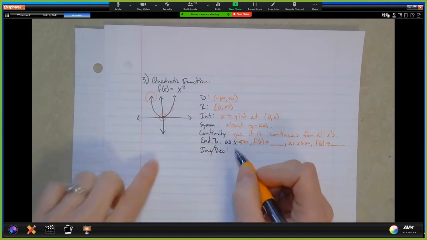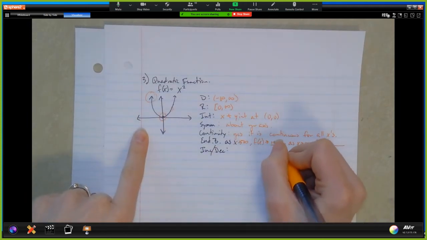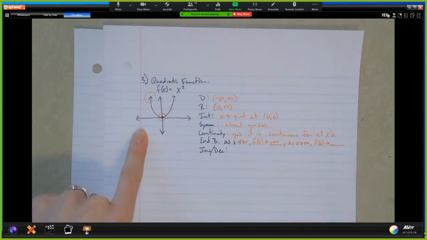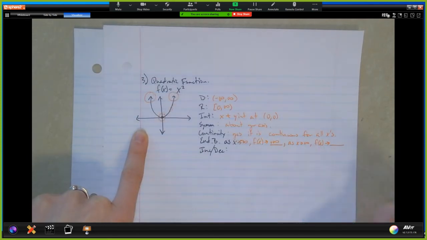Thank you. Yep. So as x is going to negative infinity, the y values are going to positive infinity, or we can just say infinity. Same question, same idea. As x goes to infinity, where's the function going towards? Positive infinity. Thank you.